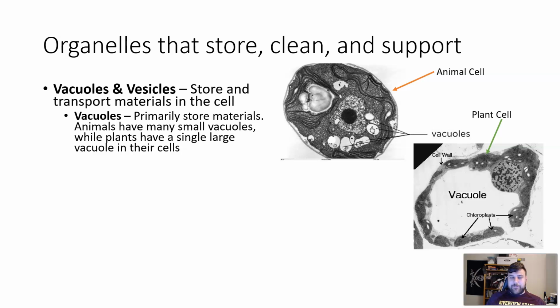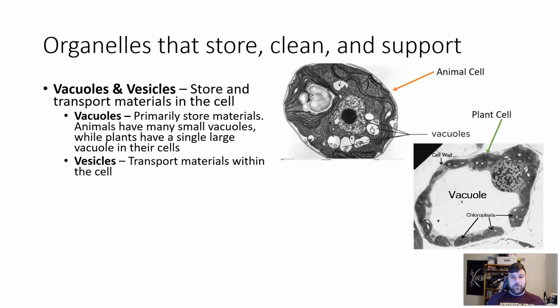The main difference between the two is that vacuoles store materials. So if there's a need for excess water or excess food or nutrients, these are stored within what we call vacuoles. Vesicles, on the other hand, transport material either within the cell or out of the cell. This is the actual thing that moves around and brings stuff where it needs to go.